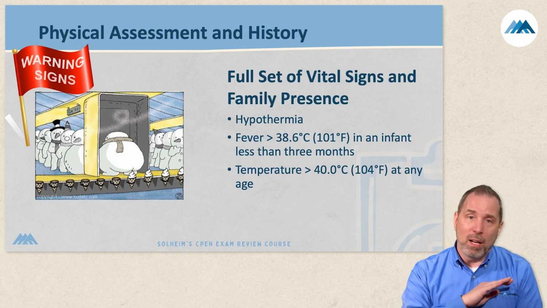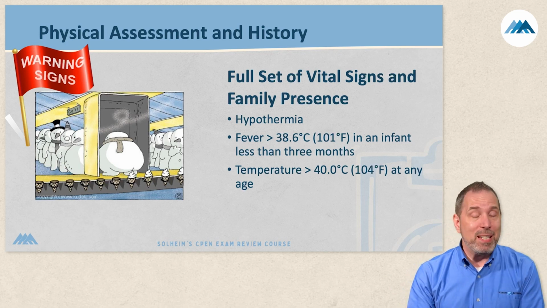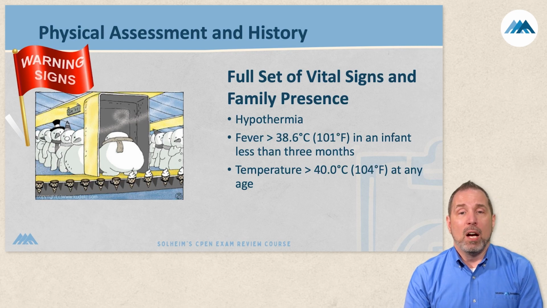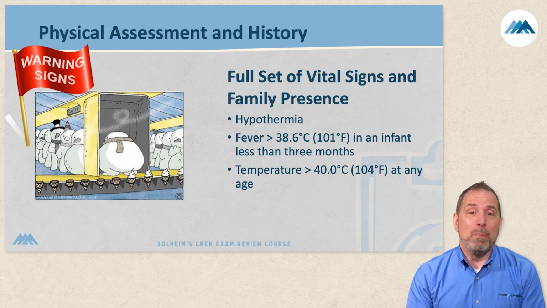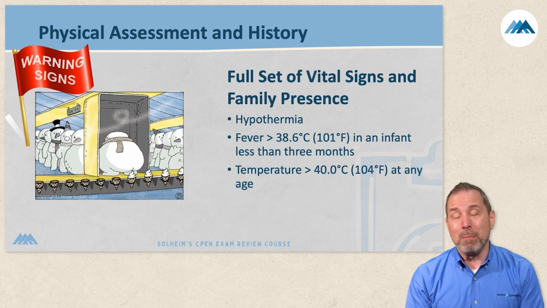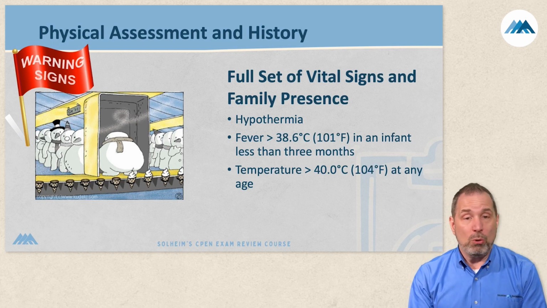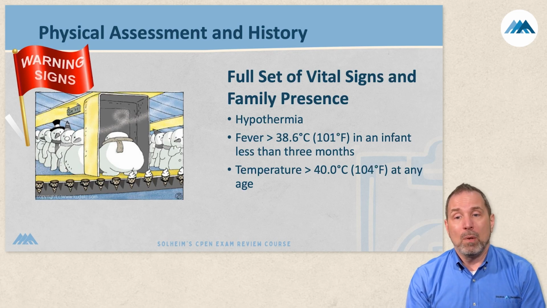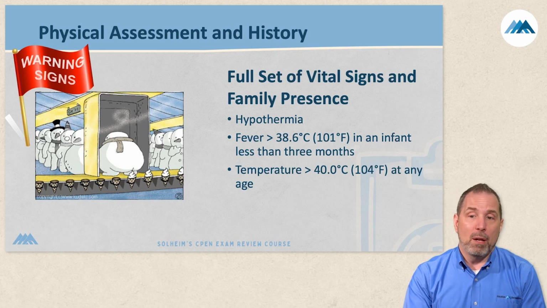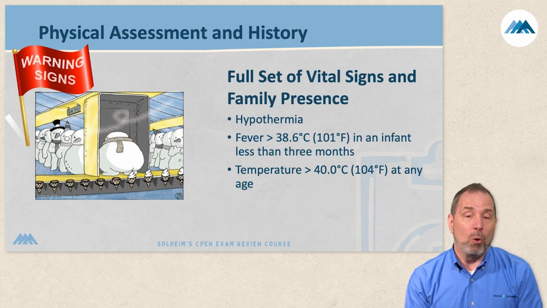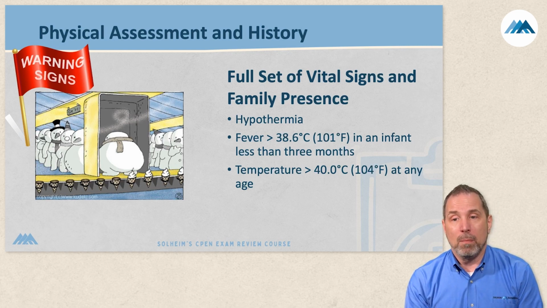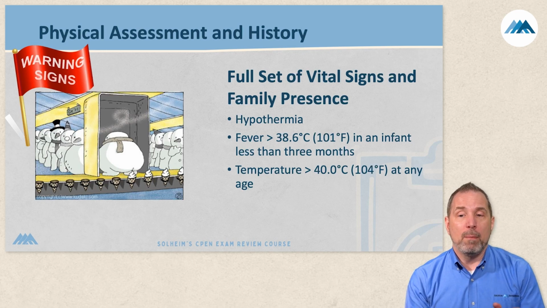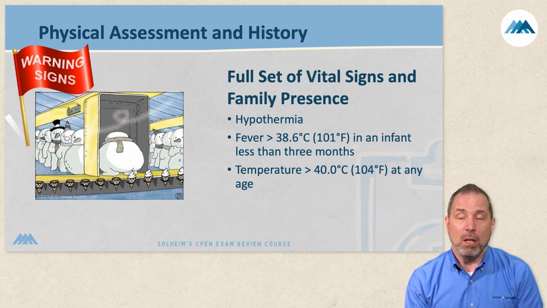So hypothermia is always going to be worrisome. Now in the neonate, we'll talk about that in a few minutes, cold is probably more common, being colder than warmer. But for higher temperatures, for your early infant, neonate and early infant, so less than 3 months, we have a slightly lower threshold for fever. So anything over 38.6 Celsius or 101 Fahrenheit would be worrisome. But any temperature over 40 or 104 at any age is going to be our worrisome area.